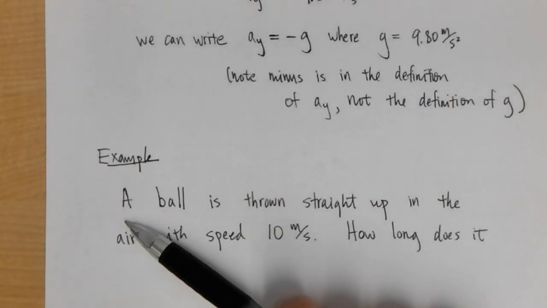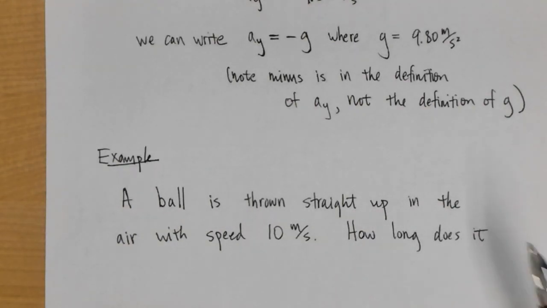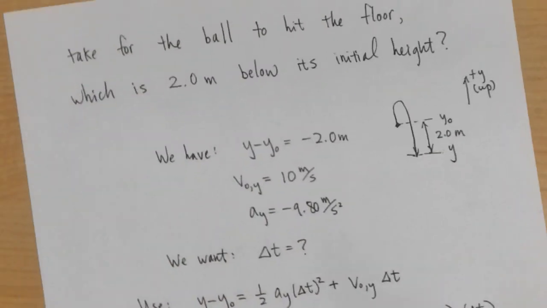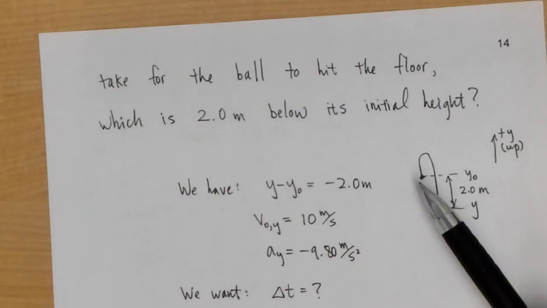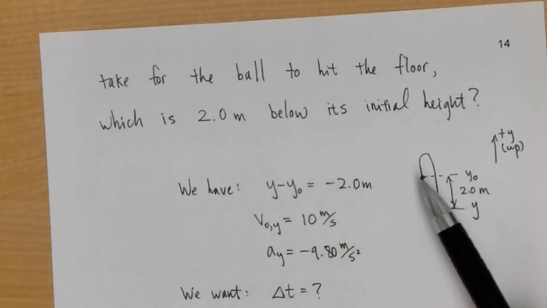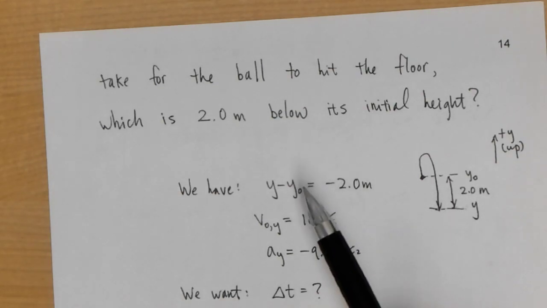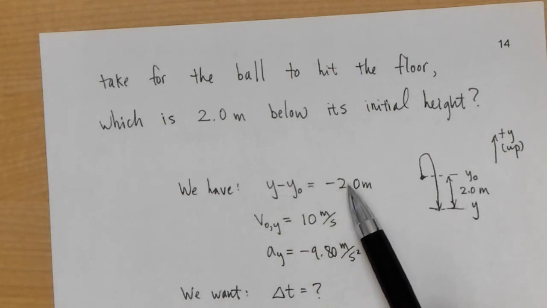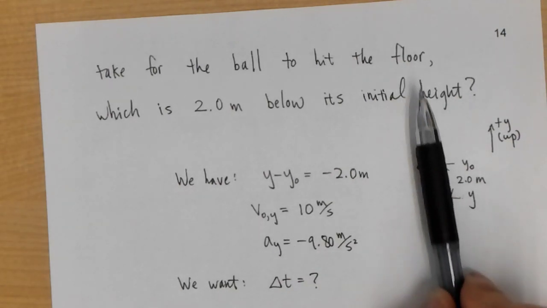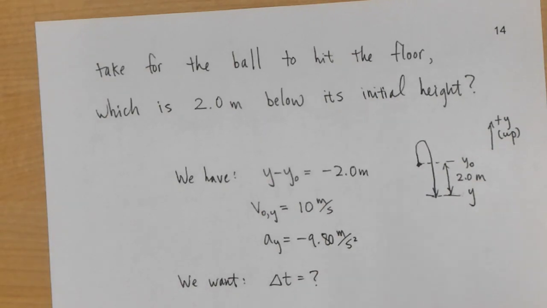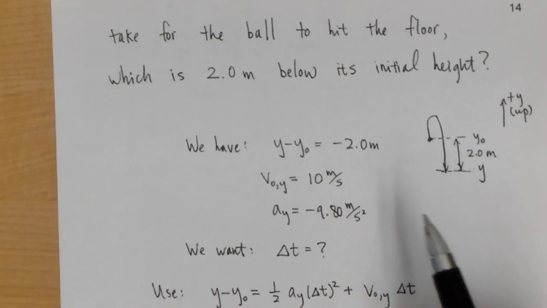Let's finish with an example. A ball is thrown straight up in the air with the speed 10 meters per second. How long does it take for the ball to hit the floor, which is 2 meters below its initial height? Okay, so y0 is the initial height, y is 2 meters below, so y minus y0 is minus 2.0 meters. And v0y, it's being thrown up with 10 meters per second, so it's positive 10 meters per second. ay is pointing down, so it's negative 9.80 meters per second squared.